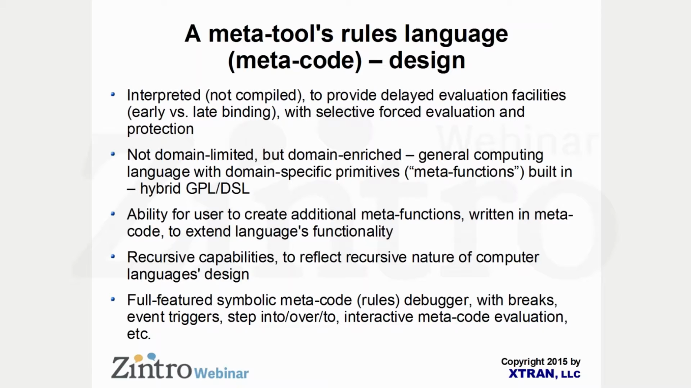So that's great. We've got all these meta functions built in that come with it. But we can't predict what we're going to need in the future for meta functions either. So we want to allow the user to create additional meta functions written in the meta code itself so that the user can extend the rules language's functionality. I mean, imagine if you were writing in C and all you had was the C runtime library. That's not very good. Of course, you create your own functions. Well, we want to be able to enrich our rules language similarly.